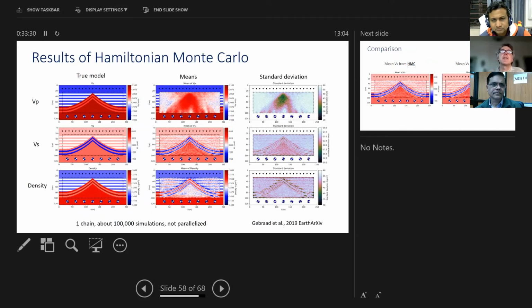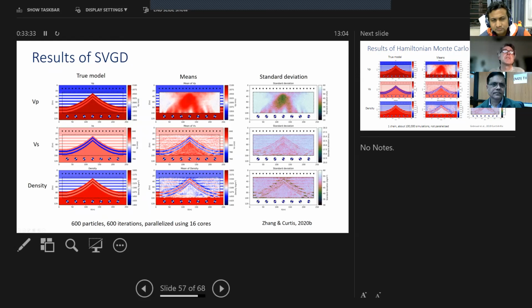This is a true model. On the left, we have the true model, and it's an elastic case where we've got a P velocity, a shear velocity, and a density. We've got some sources on the bottom, receivers on the top. So this is a transmission FWI problem. We record that data, and then we invert just the data to try to find an estimate of the model. With SVGD, the middle column shows the means of all the samples, and the right column shows the standard deviation for P velocity, shear velocity, and density.